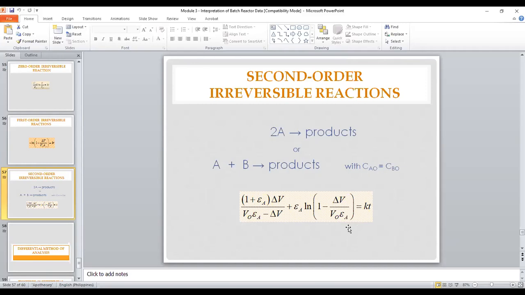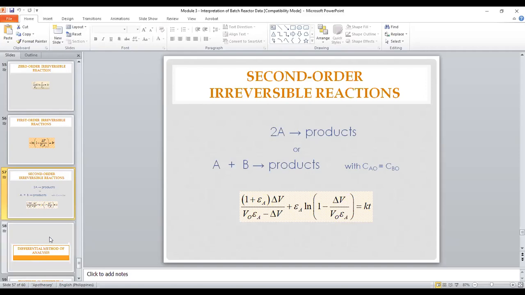Second order irreversible varying volume reaction. So this is for the integral analysis. So we only limit to zero, first order and second order irreversible reactions. We're not even talking about multiple reactions in the case of gaseous reactions.